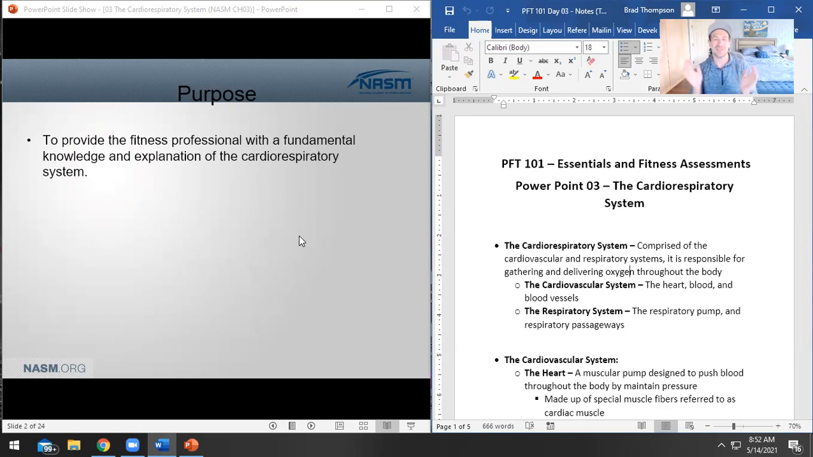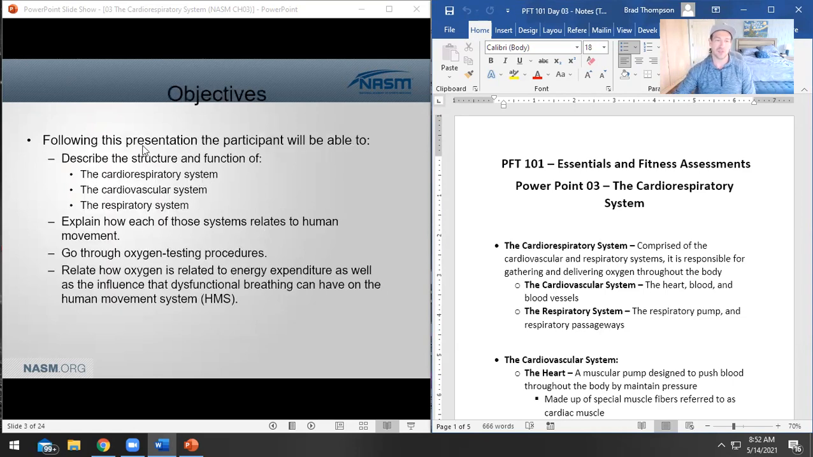So the purpose of today's lesson, we want to have a pretty good understanding of the cardiorespiratory system. It's another one of those interdependent systems, similar to the human movement system, where it's actually made up of two individual systems. Our objectives are to understand the structure of the cardiorespiratory system, but mostly we're going to be breaking down the cardiovascular system, which is your heart, your blood, and your blood vessels, and your respiratory system, which is your respiratory pump, that's your lungs, and your respiratory passageways, which are all little tubes within your lungs.